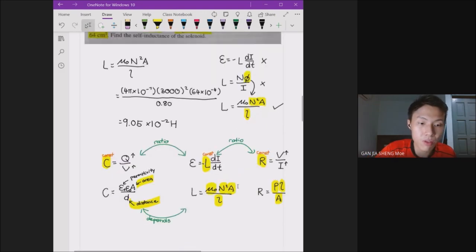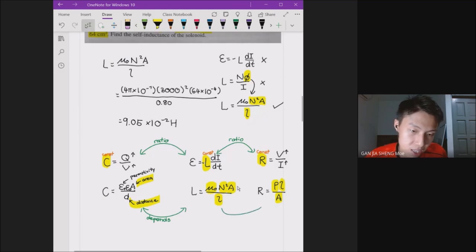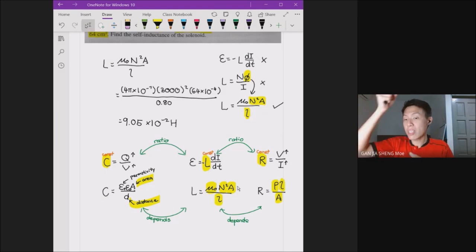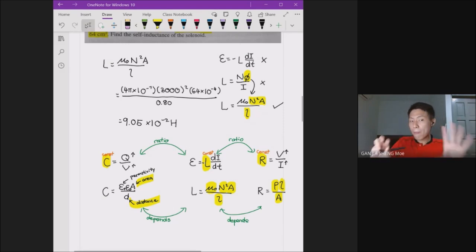And I hope you are able to see that these equations are showing you what the value depends on. It depends on the shape of the resistor, the shape of the capacitor, the shape of the inductor, and the material inserted in between the capacitor, the material inserted inside the inductor, and the material used to make the resistor. Okay, so I hope you are able to see the purpose of these equations over here. There's a parallel between the purposes of these equations.